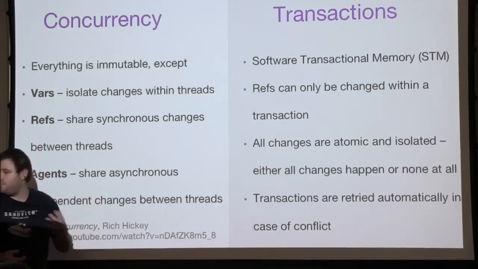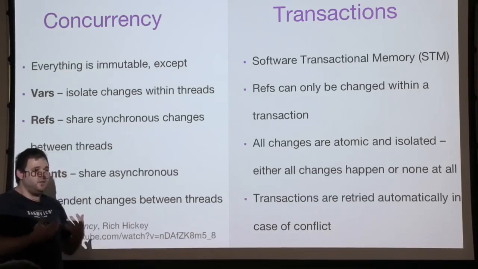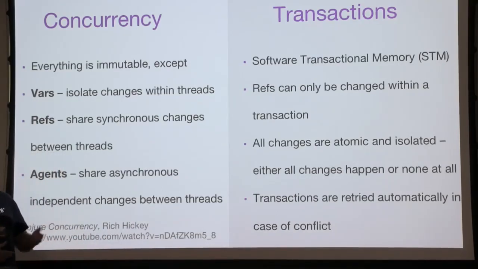And so this makes Clojure suitable for highly concurrent systems for processing lots of data. It can be unstructured, it can be streaming JSON.